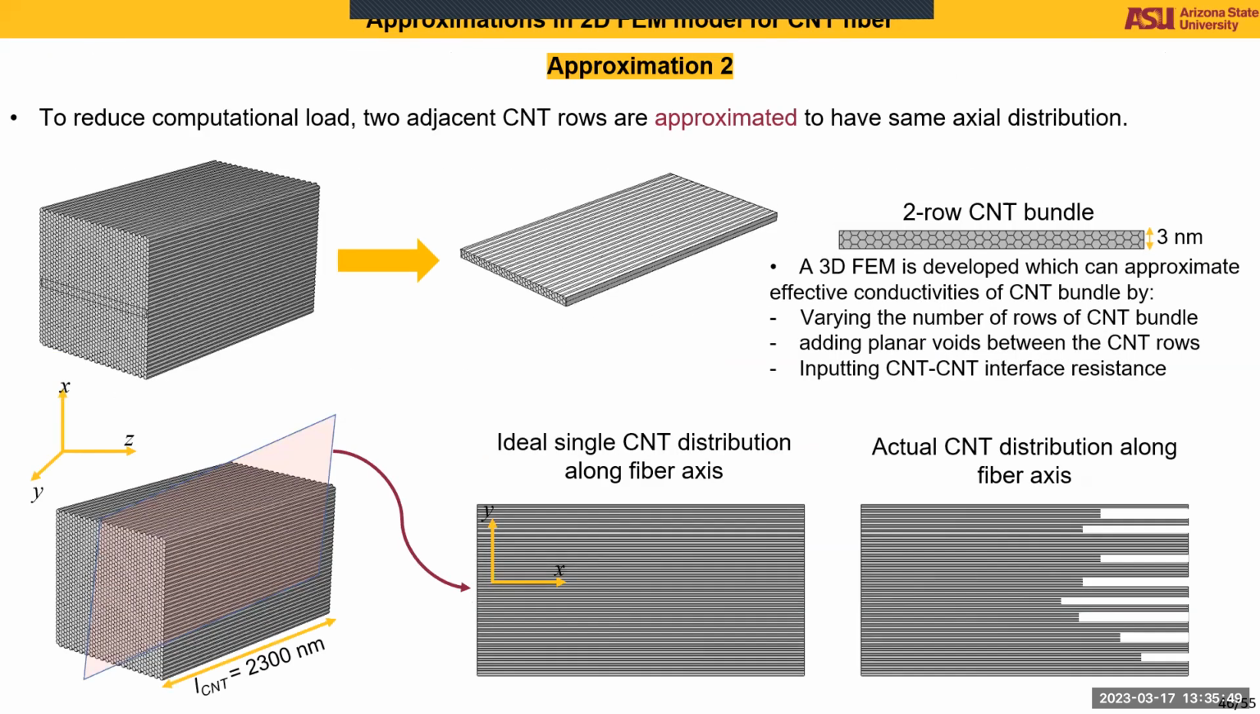The second approximation we make, which is a very crude approximation, is that the two adjacent rows of CNTs have the same axial distribution. And we can basically take these two rows of CNTs and use a 3D FEM model to model the transport properties by changing the CNT-CNT interface resistance and void fraction. And then we can use this two-row CNT fiber as a single CNT in a 2D model. And we also consider the actual CNT distribution along the fiber axis.